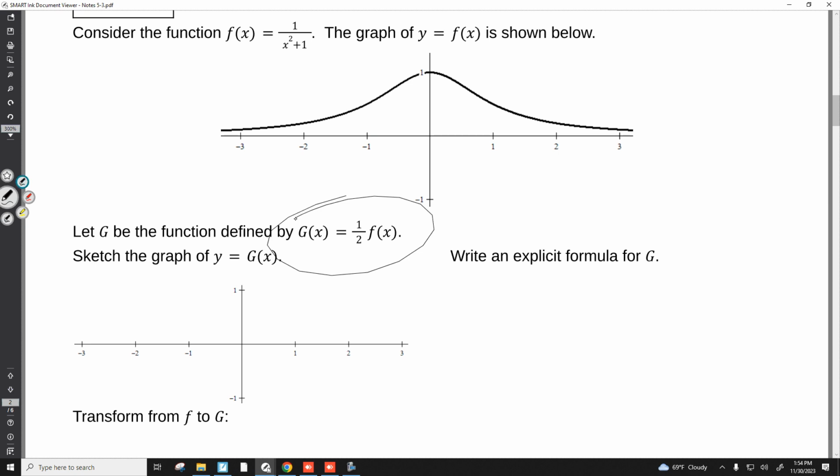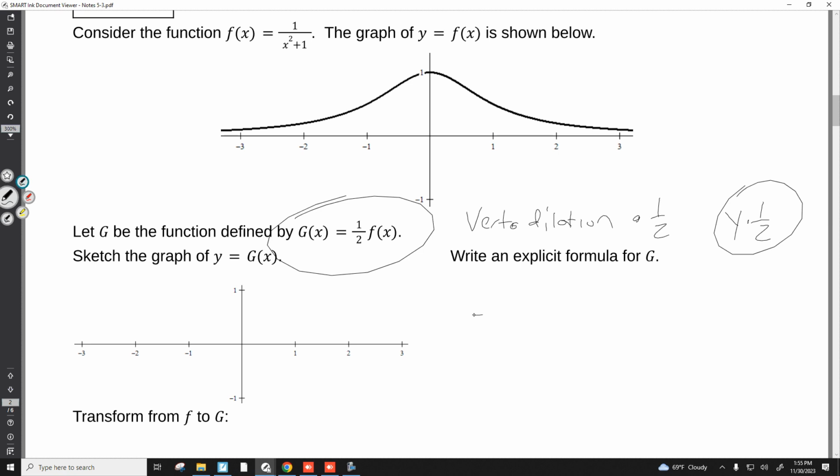So, this is a vertical dilation, as expected. It's a vertical dilation by a factor of 1/2. To do this transformation, you could take your y values, your function values, and multiply them by 1/2. That would work. I'm not going to do it, but you could. I think I'll do it.